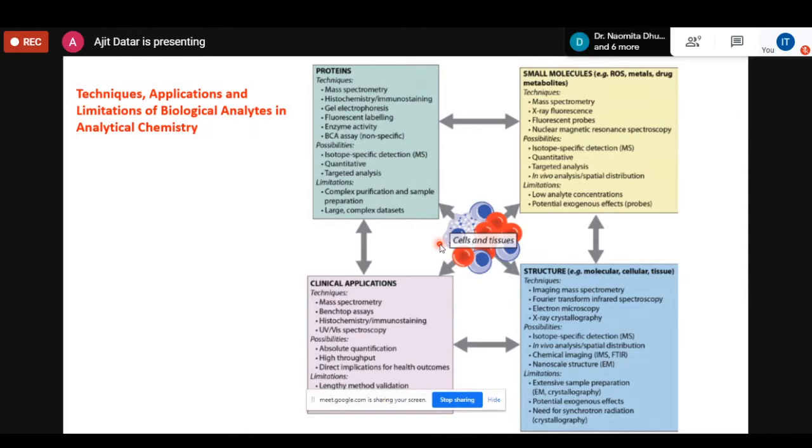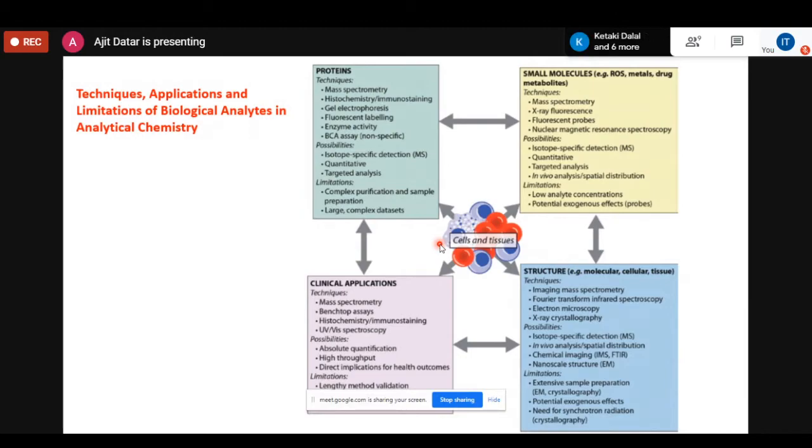In some cases, you can use radioactive tracers also, but then you have to use not mass spectrometry but other equipment. You require quantitation. You have to do targeted analysis for a particular specific compound of interest. Then in vivo analysis has to be done. Spatial identification needs to be done, and then the limitations are always low analyte concentrations. Low analyte concentration may not be a problem as such, but low analyte concentration in a difficult matrix is a problem. So that's one of the things which one has to determine.